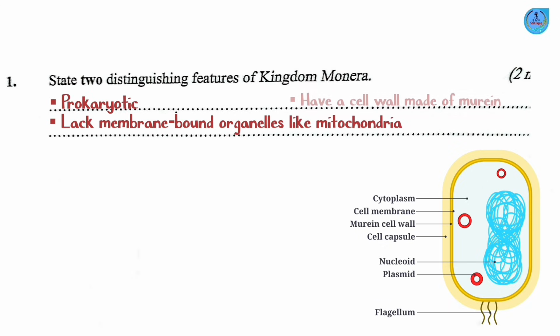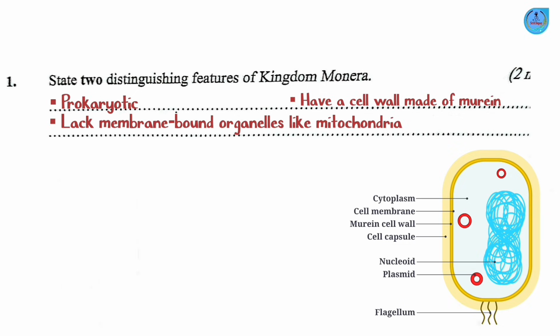Number 3 is that they also have a cell wall that is made up of murein. Now, cell walls are present in a lot of organisms. They are present in members of kingdom Protoctista. Some of them do have cell walls. They're present in members of kingdom fungi and, of course, in plants.